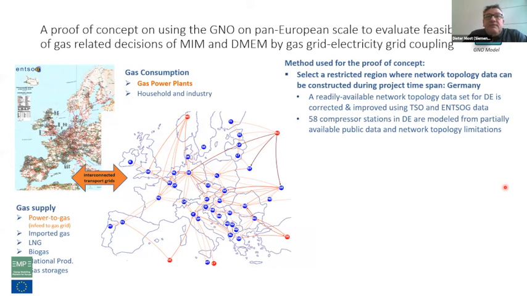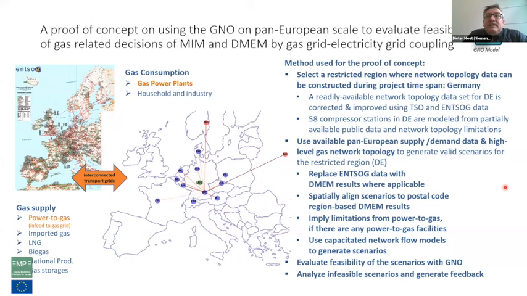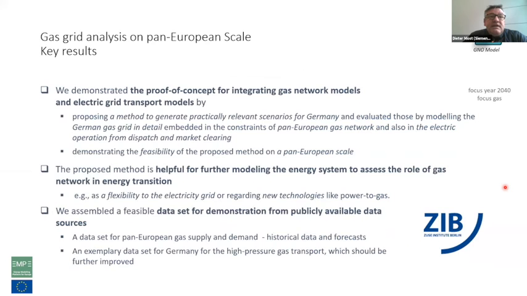Germany, for example, did it and brought it into a pan-European correlation. And then we used the available pan-European supply demand data and high-level gas network topology, and replaced it with ENSO-G data. We replaced the ENSO-G data with our results from the disaggregated multi-energy modeling. And we checked it here for limitations for power to gas, or for the power to gas feasibilities, and if the gas grid is feasible or where it has to be extended. So this is more or less the last bit of what I have here.